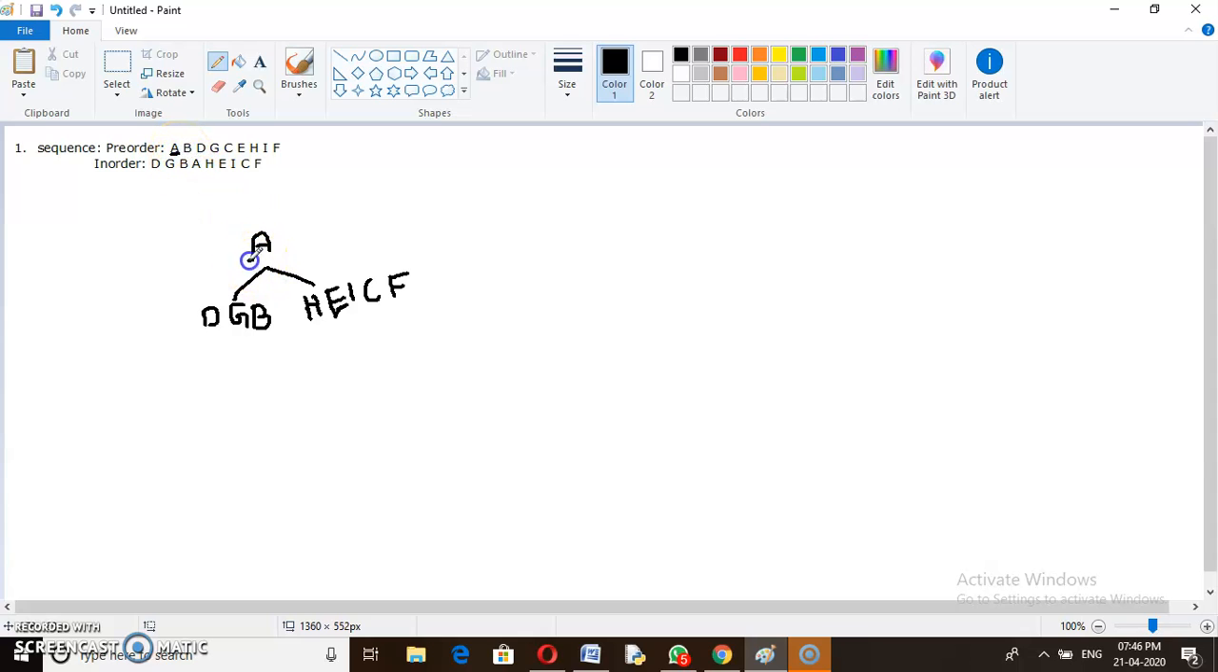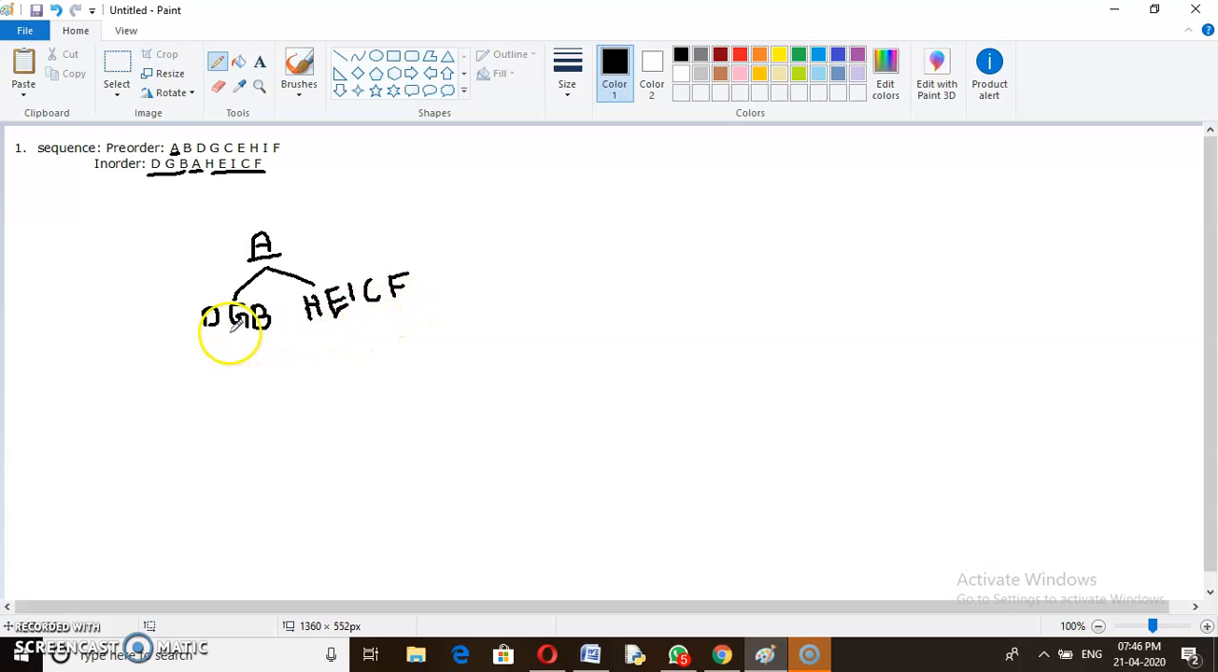So we will take that element as the first root node and find this element in the in-order. Within the in-order, A is in the fourth place. So this is the node that we need to place at the root, and left of A are the left subtree and right of the root A are the right subtree. So D, G, B are the left subtree nodes and H, E, I, C, F are the right subtree nodes.